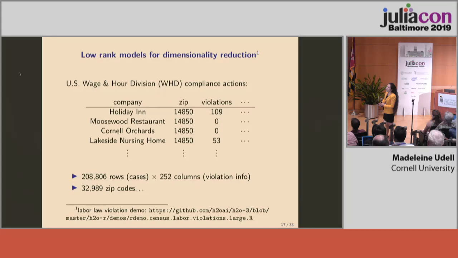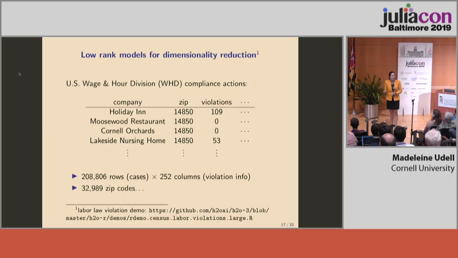So in this data set, we've got 200,000 rows, 252 columns, so information about the violation. But one piece of information that I think is very interesting is the zip code. Okay, so zip code looks like a number. It's not a number, right? It's a categorical variable. Different zip codes are just different. I mean, there's some information about which ones are close to each other geographically, but that doesn't necessarily tell you about which zip codes are more likely to have cultures in which people violate U.S. labor law. Okay, and there are 33,000 of them. Okay, so how do you fit a model? What do you do when you see this super high-dimensional categorical variable? You think there's some information there, but you don't know how to get it out.